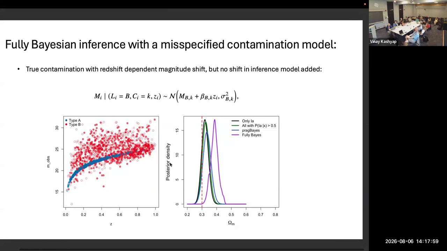So basically the threshold is arbitrary with the proportion of contaminants versus 1As. Exactly. Now, black was the only 1A, so if we had an oracle that tells us which ones are 1A and which are contaminants, green is the cutoff at the base classifier at 0.5, and purple is the fully Bayesian, which we just showed might not be reliable if we have model misspecification, which is likely the case.